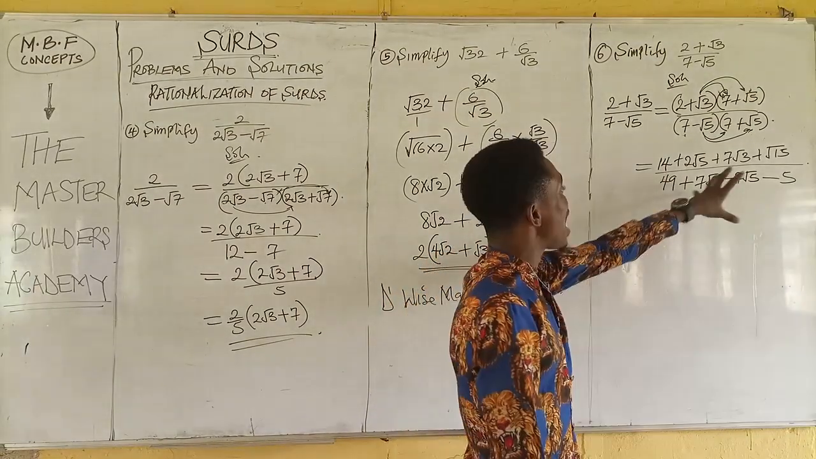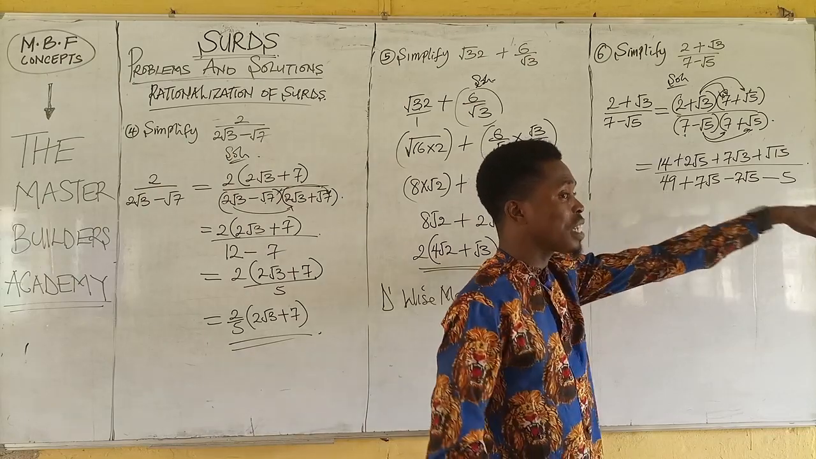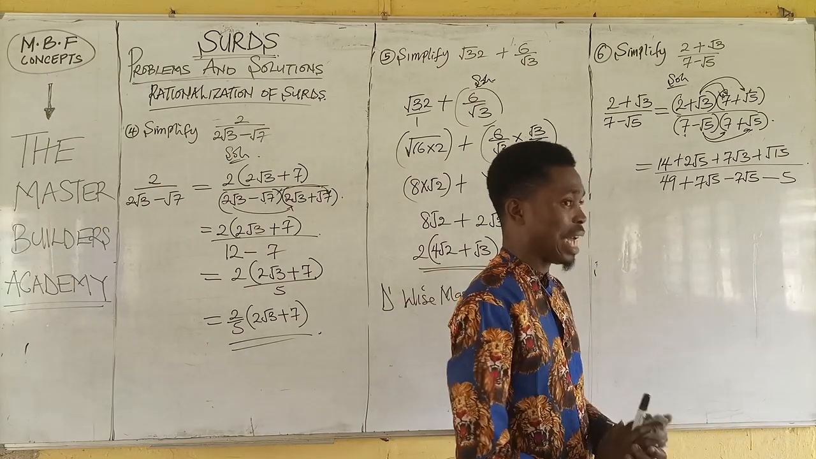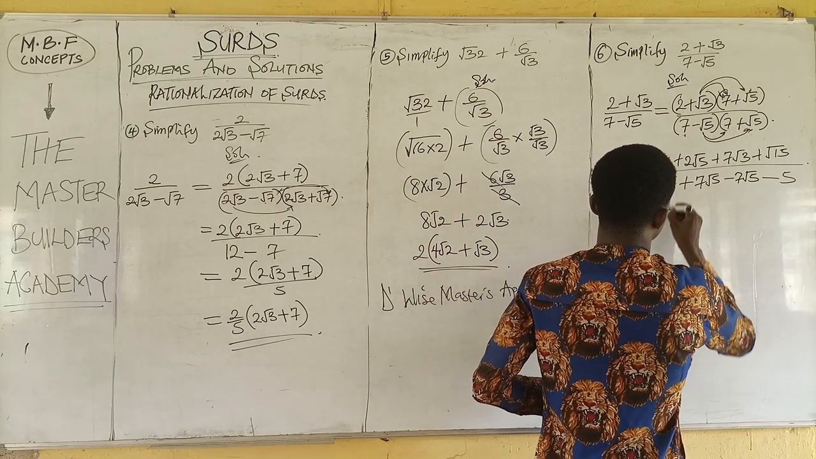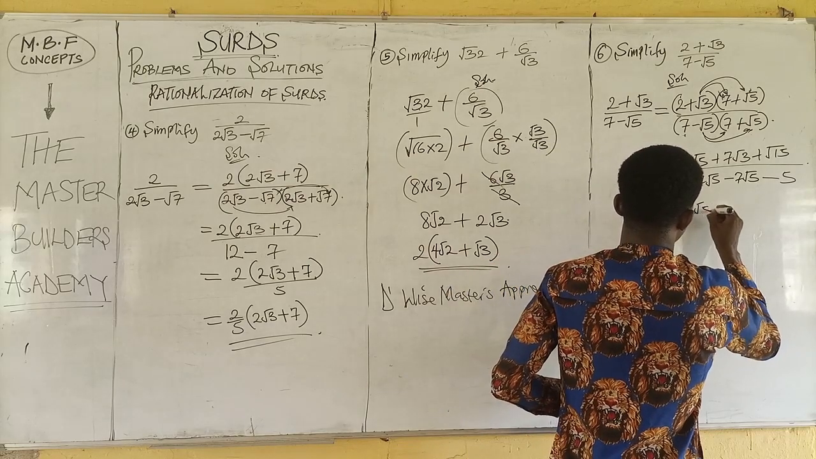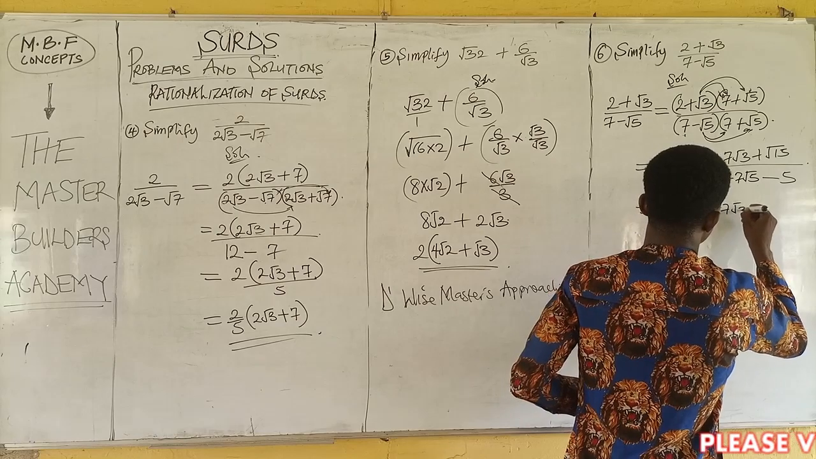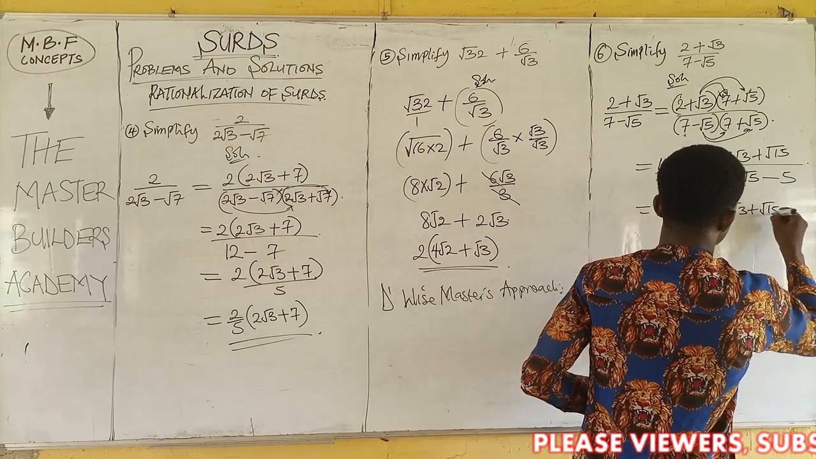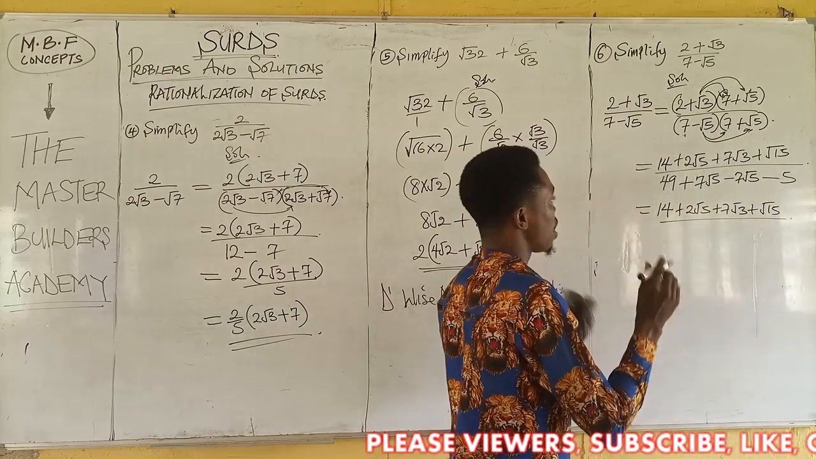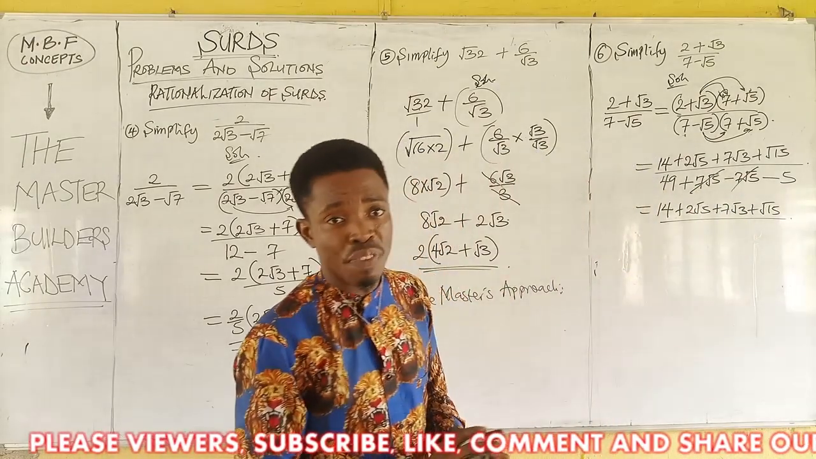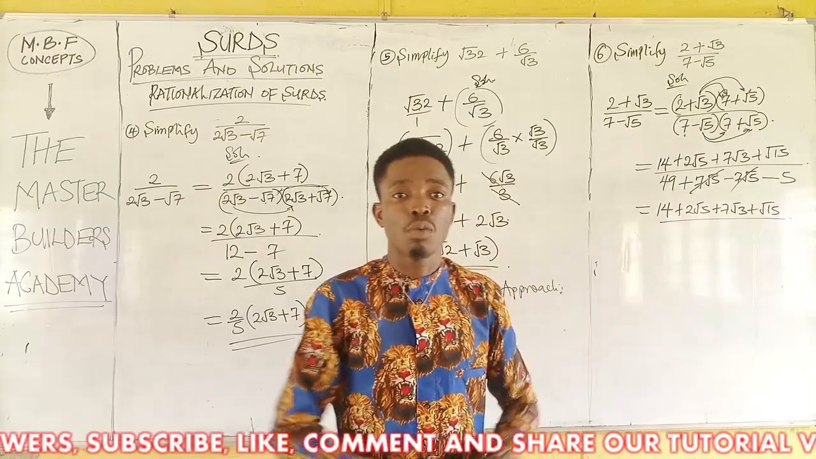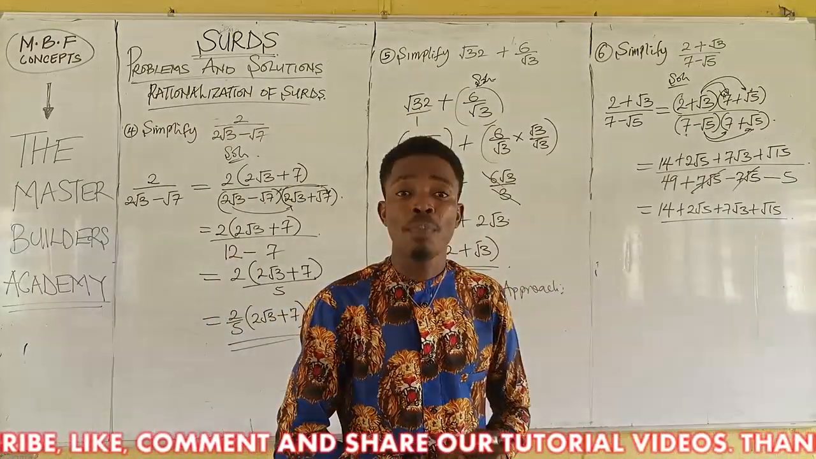Now, the next thing, when we look at the numerator critically, we will see that there is nothing to add. So what do we do? We just leave it like that. We're going to have 14 plus 2 root 5 plus 7 root 3 plus root 15. There is nothing to add here. We cannot add anything here. Then at the denominator, this guy will cancel this guy. Plus 7 root 5 minus 7 root 5 we cancel out because they are equal and opposite.